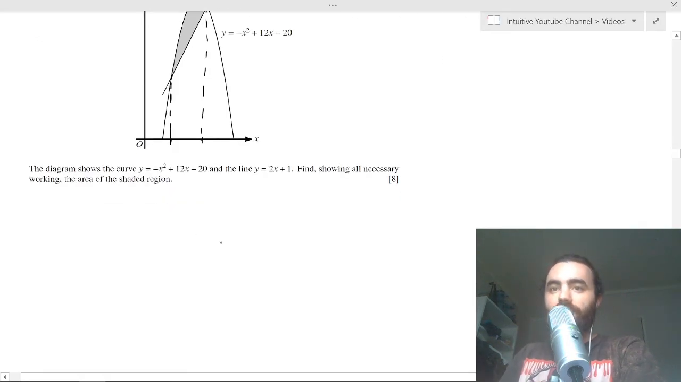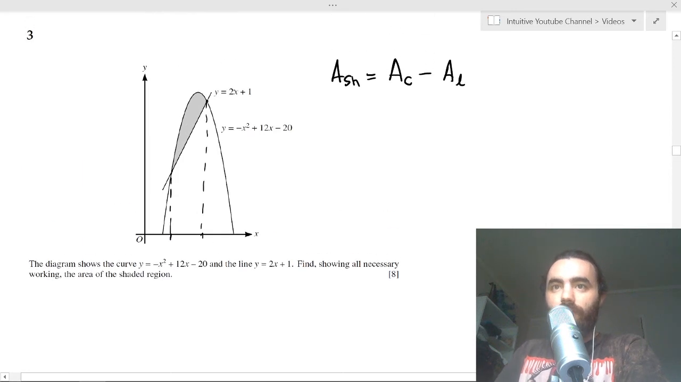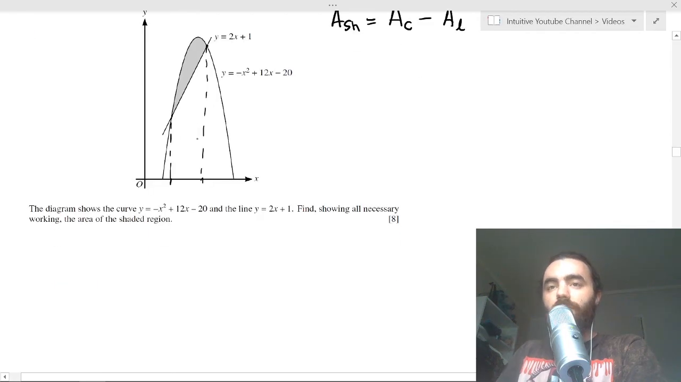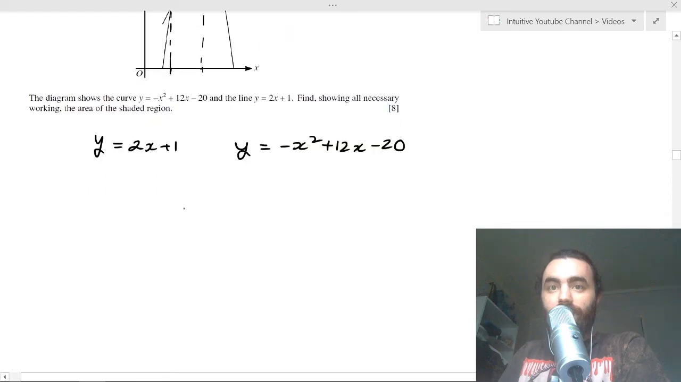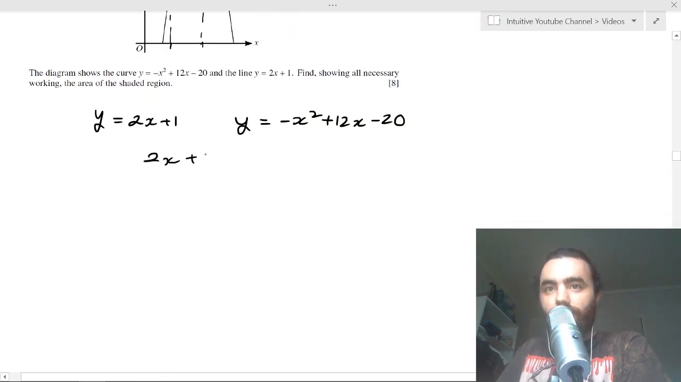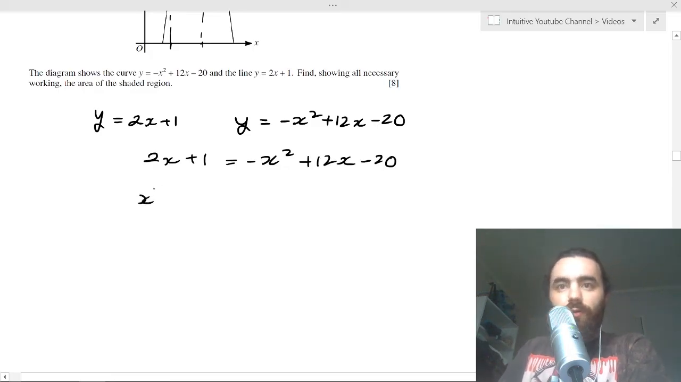But first we need to find the limits of these integrations, and the way that we do that is, well, we can see where they intersect each other, because we know at these points their y values are going to be the same. So we have that y equals 2x plus 1 for the line, and for the curve we have this. So the intersection is when we equate them, so we get 2x plus 1 equals minus x squared plus 12x minus 20. So take the x squared over, take the 12x over, 2 minus 12x is minus 10x, and take the negative 20 over, gives us plus 21.